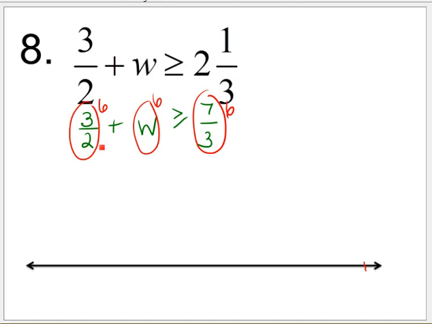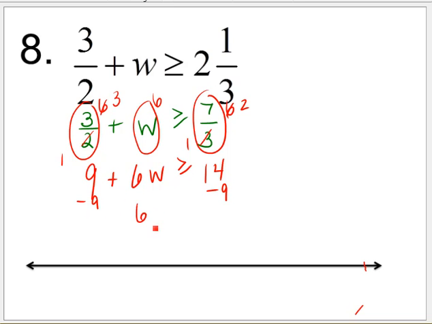6 times 3/2. Well, I can cross this out, make that a 1. Cross this out, make it a 3 by cross reducing. 3 times 3 is 9. Plus, I have 6w greater than or equal to cross reduce here. And I end up with 14. Finishing up this problem, I have a positive 9, so I need to put a negative 9 on both sides. I have 6w is greater than or equal to 5. Divide by 6 on both sides. And I end up with the answer of w is greater than or equal to 5/6.